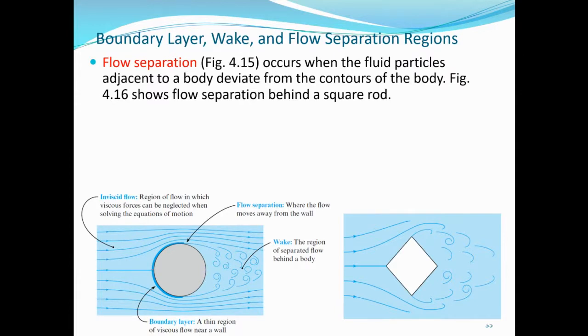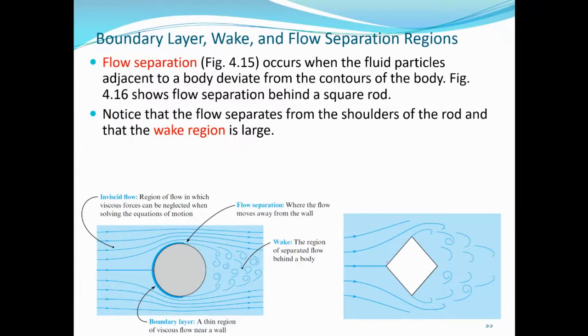This is the streamline that will hit the sphere and then will stop. The velocity of this is going to be 0. Others will move around it. Now this is a case when you have a square rod, and this is what happens.